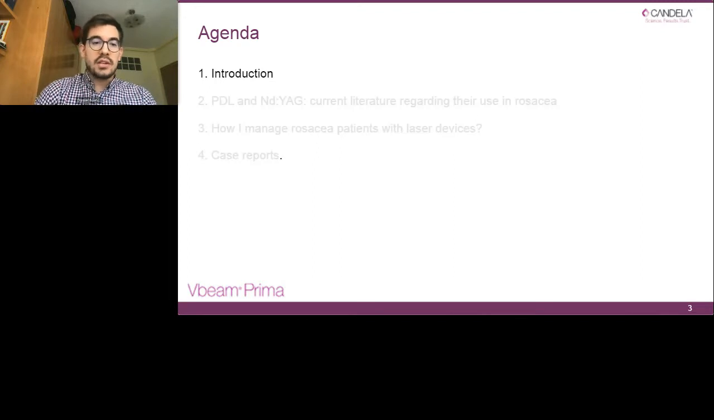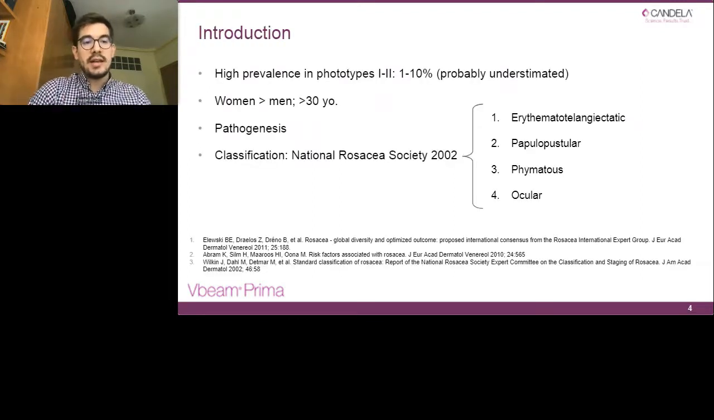Regarding a brief introduction, as you very well know, rosacea is a highly prevalent disease, above all in fairer skin types 1 and 2. It's estimated to have a prevalence of around 1 to 10%, but it's probably underestimated because most of the patients may not seek a medical doctor to assess this condition. It's more prevalent in women than in men and above 30 years of age.